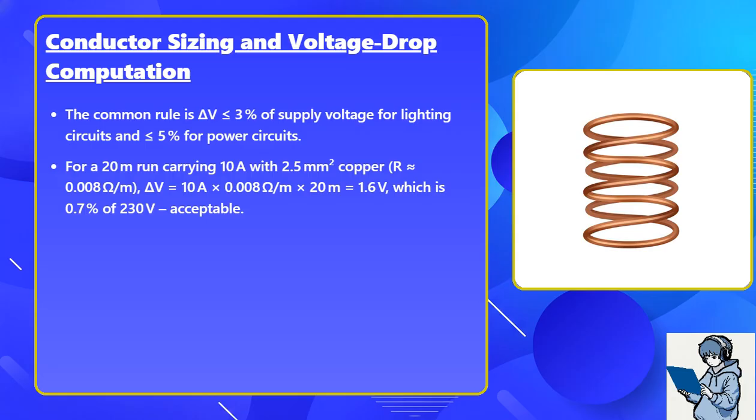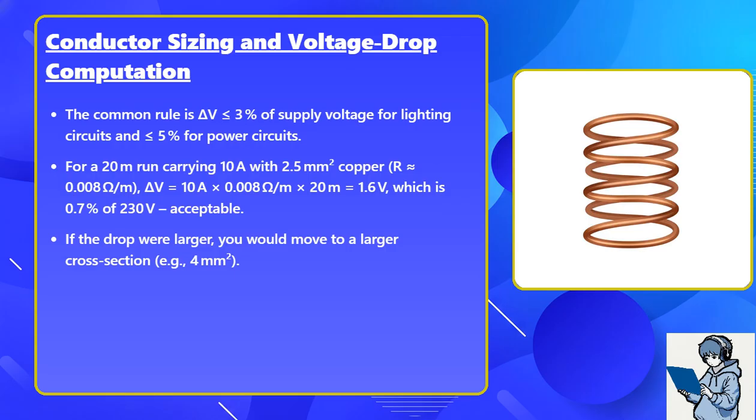For a 20-meter run carrying 10 amperes with 2.5 mm squared copper, resistance approximately 0.008 ohms per meter, delta V equals 10 amperes times 0.008 ohms per meter times 20 meters equals 1.6 volts, which is 0.7% of 230 volts, acceptable. If the drop were larger, you would move to a larger cross-section, for example 4 mm squared.